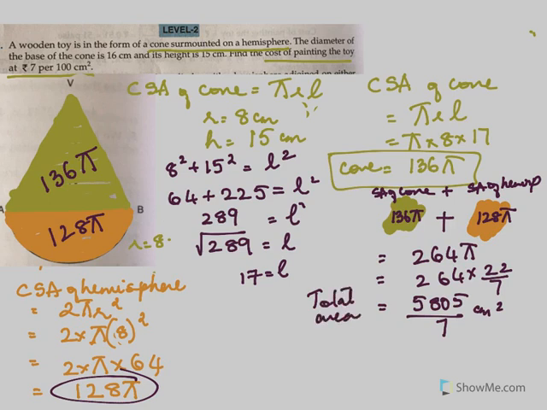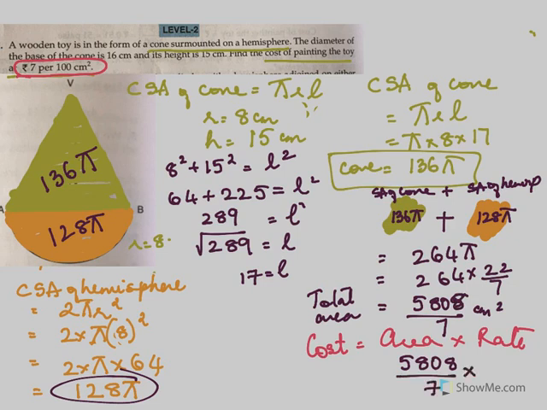Now this area is to be painted at a rate of 7 rupees per 100 centimeter square. So let us find the cost. The cost will be area into rate. Now the area we already know is 5808, this is a mistake here, I have to put 8 here, over 7. Now remember the rate should be per centimeter square, but they have given us per 100 centimeter square. So we have to make some changes here for the rate.